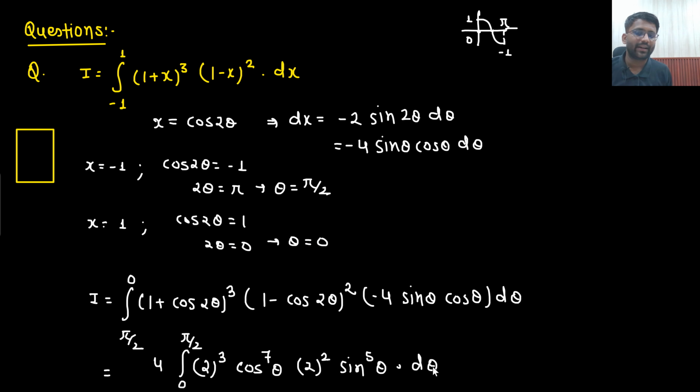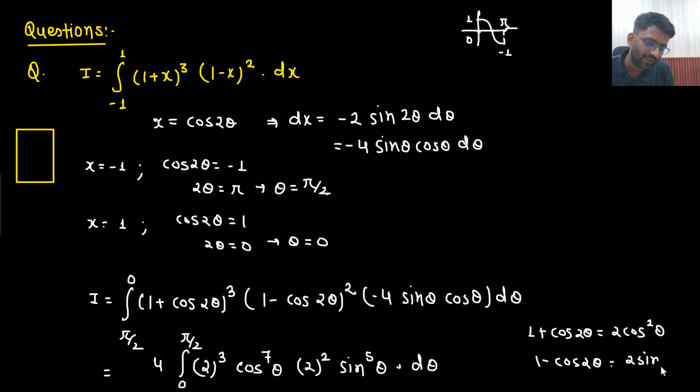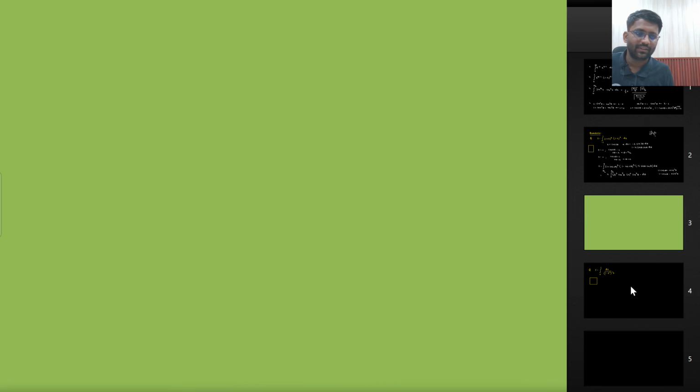What did we do here? We simply applied the formula. 1 plus cos 2 theta is nothing but 2 cos square theta, and 1 minus cos 2 theta is nothing but 2 sin square theta. We applied these formulas and the job is done. So 2 to the power 3 and 2 to the power 2 are coming outside. This would be 8, this would be 4. So 8 into 4 into 4, 8 into 16, that would be 128, right? So 128 will come outside. I will have to add a page.